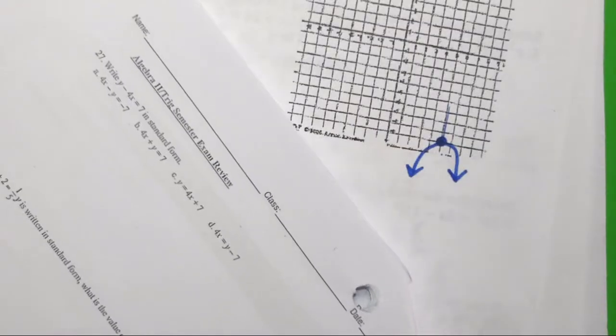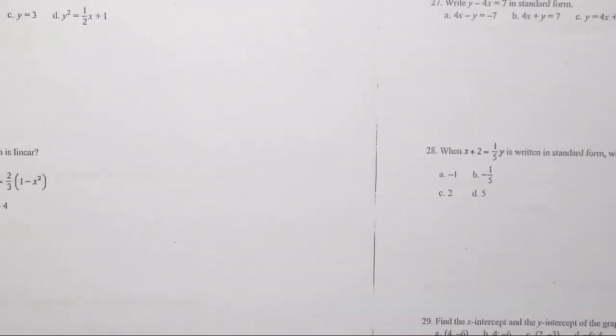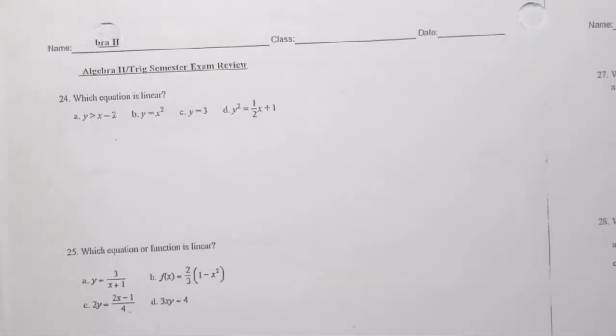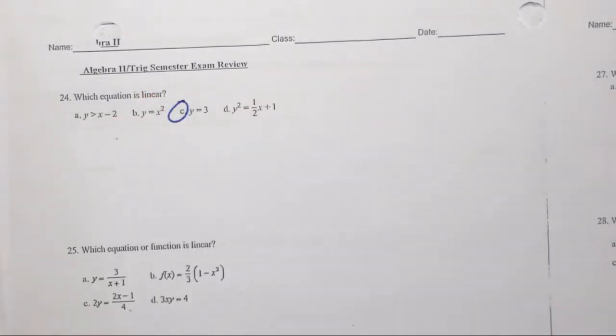Here's where life suddenly becomes a little trouble. We have trouble remembering English. 24. Point for you, it is C.